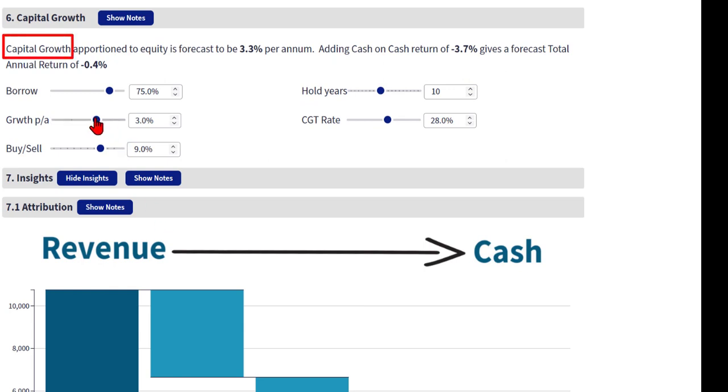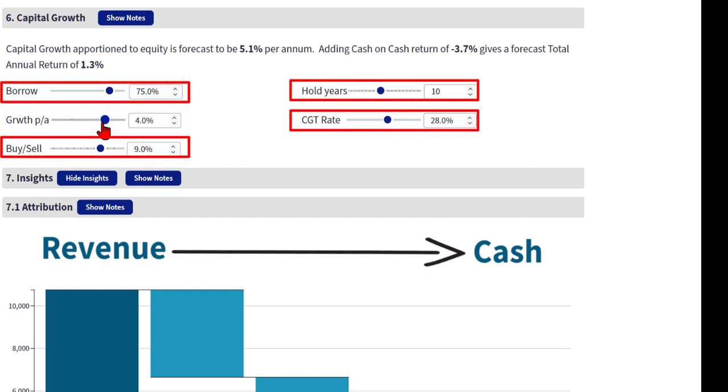Many investors believe that capital growth will bail them out. It's worth taking a look at the drivers of total annual return related to capital growth. And things such as the annual growth per annum is obviously hugely important, but buy-sell expenses, hold years, CGT rate, borrowing percentage also have a huge impact.